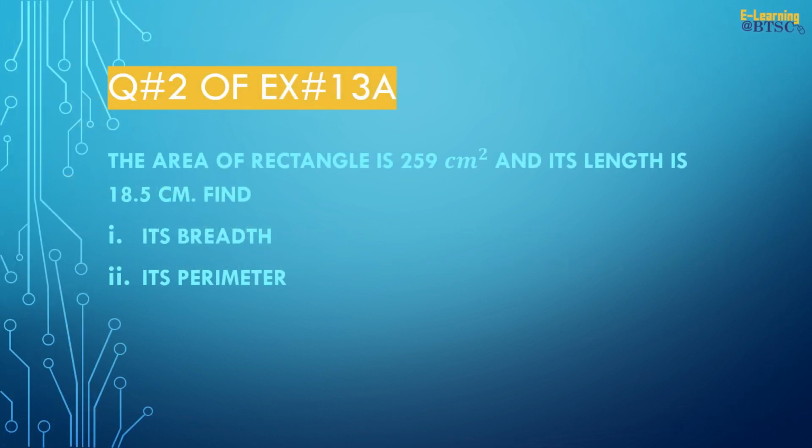We are doing question number 2 of exercise 13A, book D1. What is the question? The area of a rectangle is 259 centimeters square and its length is 18.5 centimeters. We have to find its breadth and perimeter. We are given the area, we are given the length, and we want to find the breadth and perimeter.